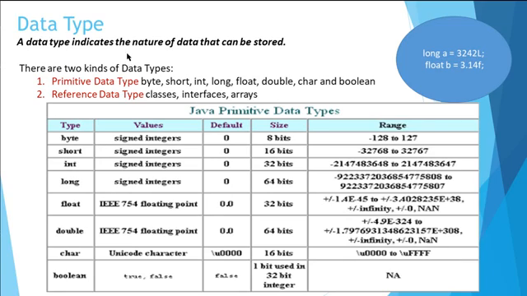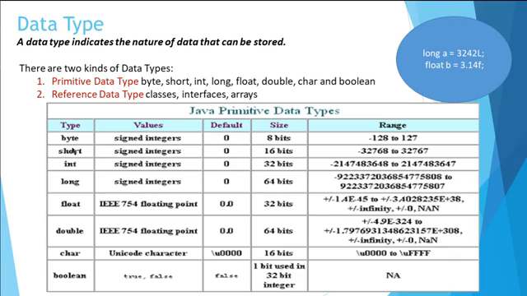There are basically two categories of data type: primitive data type and reference data type. Byte, short, integer, long, float, double, character and boolean are said to be the primitive data types, and classes, interfaces and arrays are said to be the reference data types. String in Java is also said to be a reference data type.